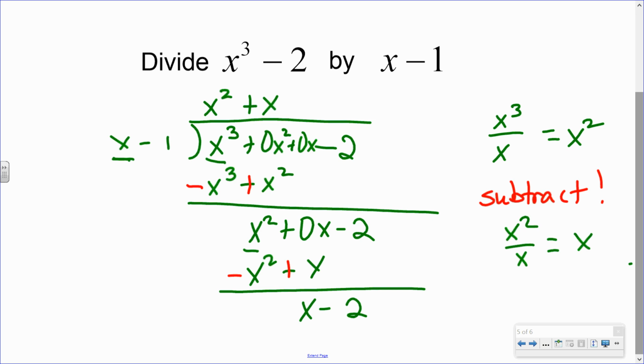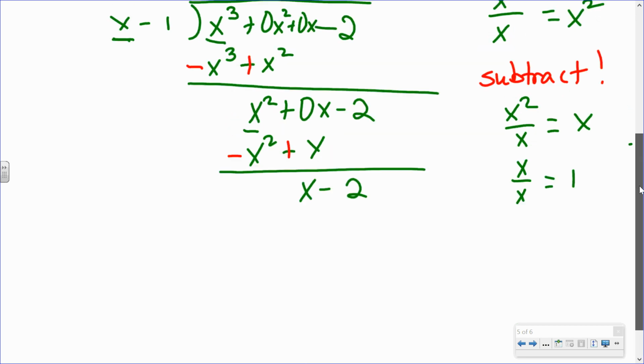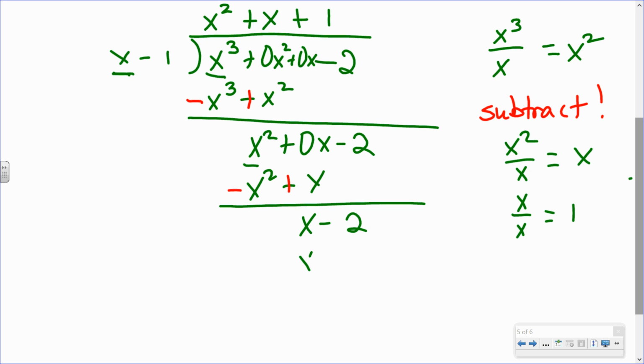Now what? Kinsley? Because we look at this x divided by that x in the quotient, and we have 1. It's a positive 1, so we say plus 1. We multiply, and we have x minus 1. Subtract that row, and negative 2 plus 1 is negative 1.